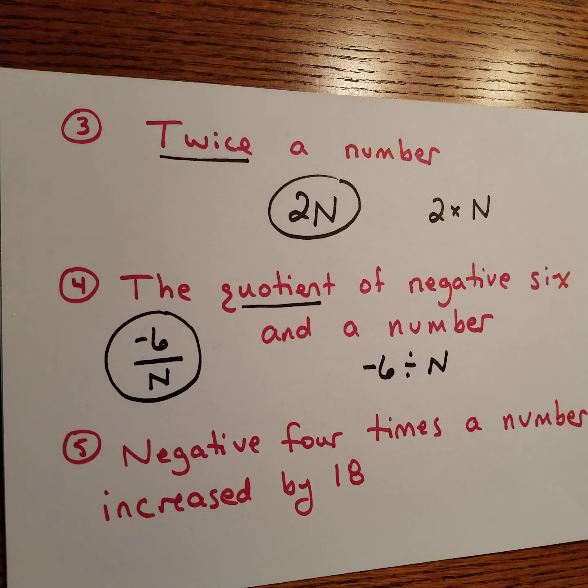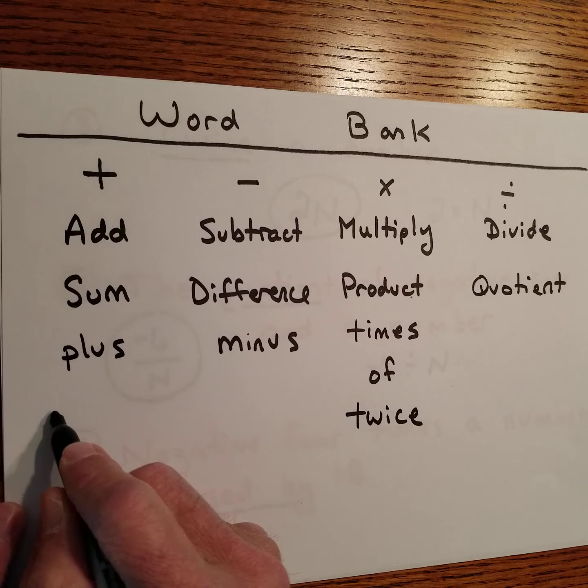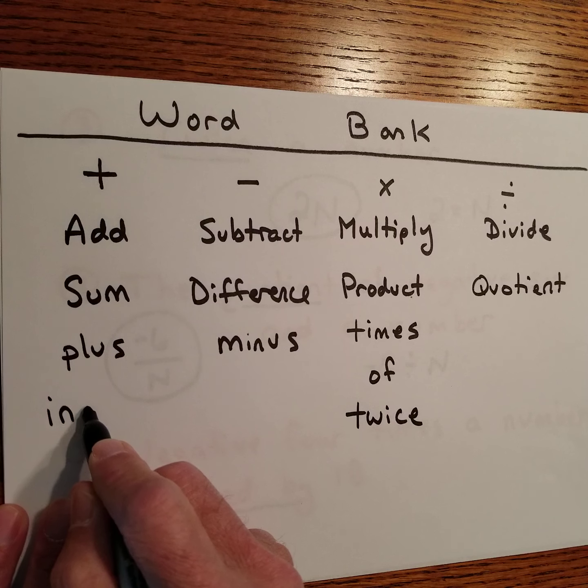Now, number 5 has a new math word, increased by. Should that be add, subtract, multiply, or divide? When you increase something, you make it bigger by adding. Let's put that on our word bank. When we see the word increased, we'll think addition.